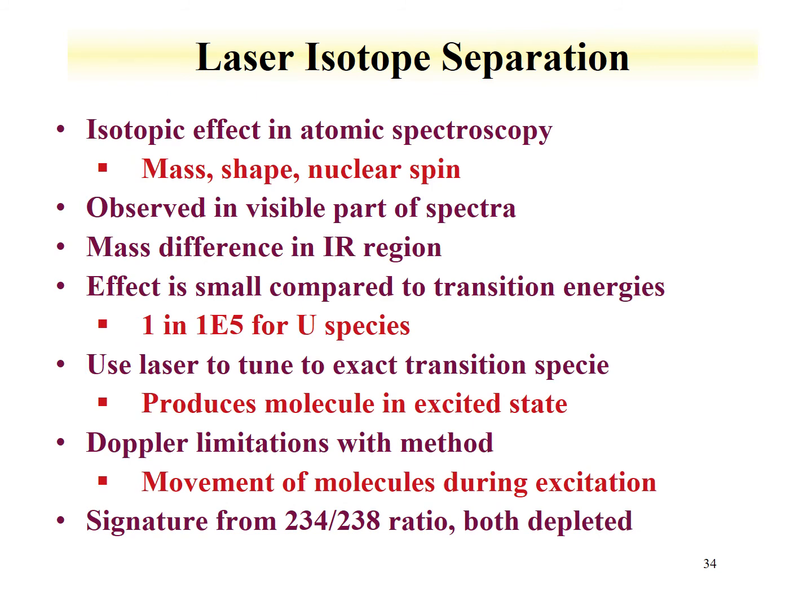An advanced separation that's under exploration is laser isotope separation. In this, you're actually looking at atomic differences between uranium-235 and uranium-238 to achieve separation. These differences are often observed in the visible part of the spectrum, but they're relatively small. The energy differences between the atomic electrons in the different isotopes are small, generally so small that it's not achievable by conventional means. However, with lasers, one can tune to the exact transition species and produce a molecule of a given isotope in an excited state.